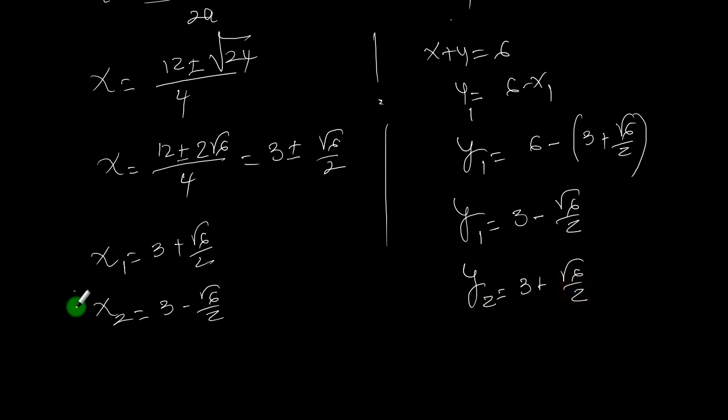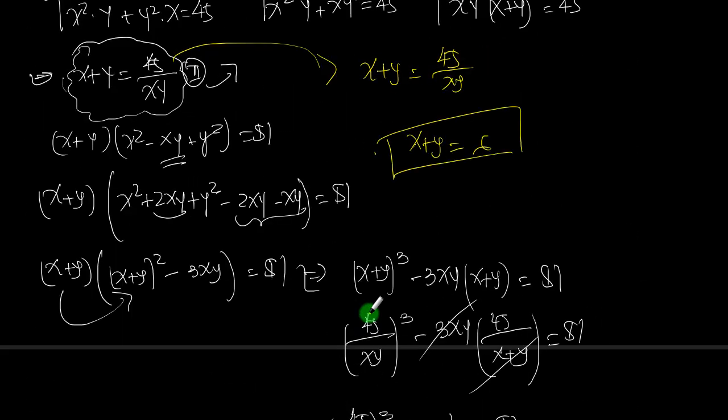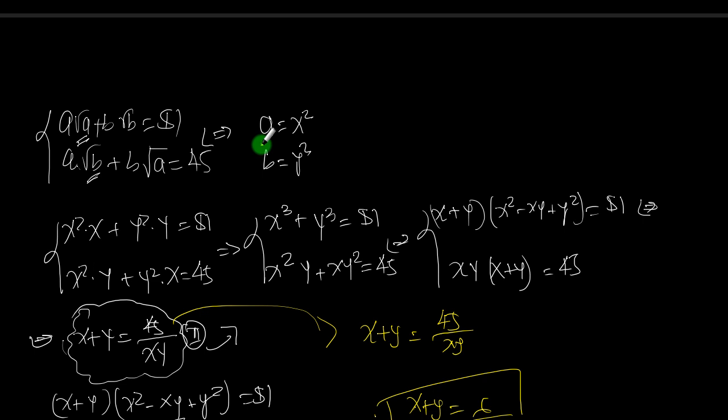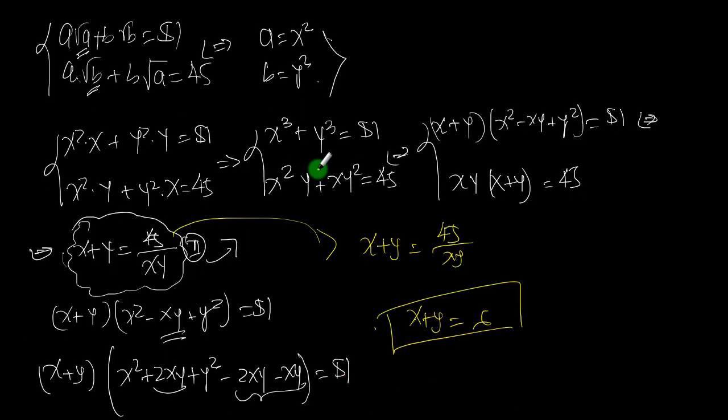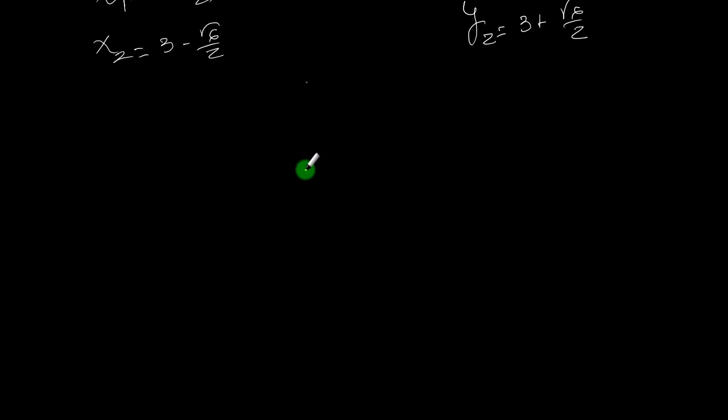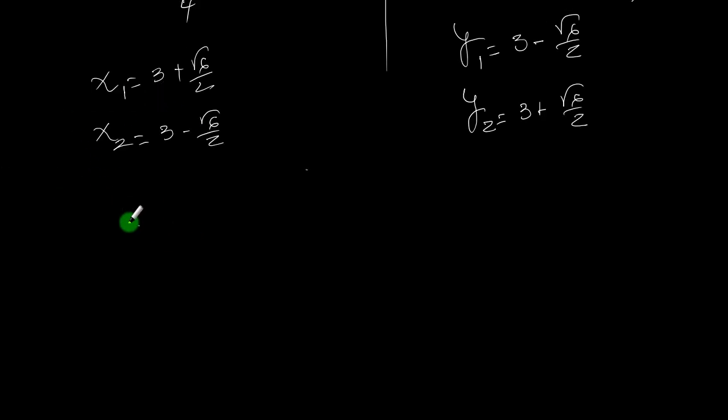Okay, so these are the values of x and y, but our original system is given in terms of a and b. Remember, this is in terms of a and b, and we made our substitution here. So now a is equal to x squared and b is equal to y squared. So how do we solve this? Well, now we have these values. Let's say that a is equal to x squared.